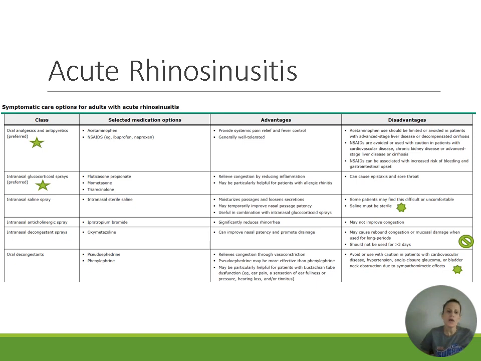So here you guys can see all of the different options for symptomatic treatment. I have starred the two things that are preferred. Again, that's an antipyretic like acetaminophen or NSAIDs like naproxen. Those work if the patient is experiencing any type of fever. They also help decrease pain, so facial pain or headache, those can be helpful for.